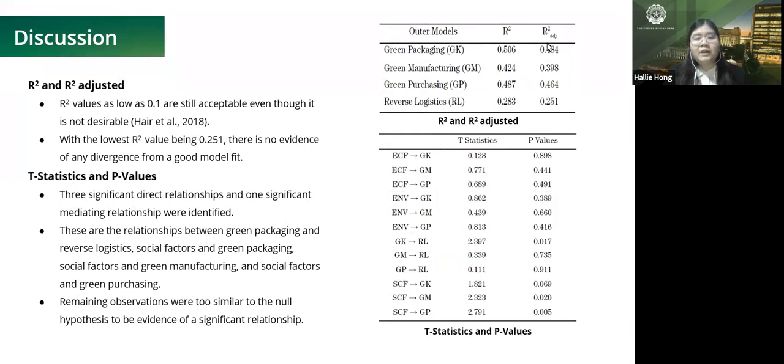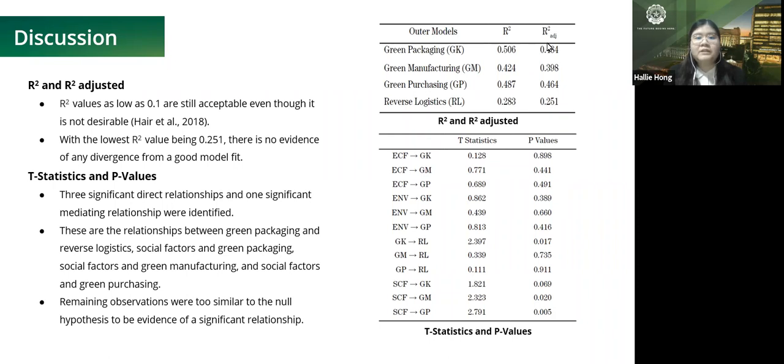The R-square method was the only usable criterion for model fit due to the non-parametric nature of PLS-SEM. Despite the R-square values being in the lower range, Hair et al. 2018 mentioned that R-square values as low as 0.1 are still acceptable even though it is not desirable. With the lowest R-square value being 0.251, there is no evidence of any divergence from a good model fit.